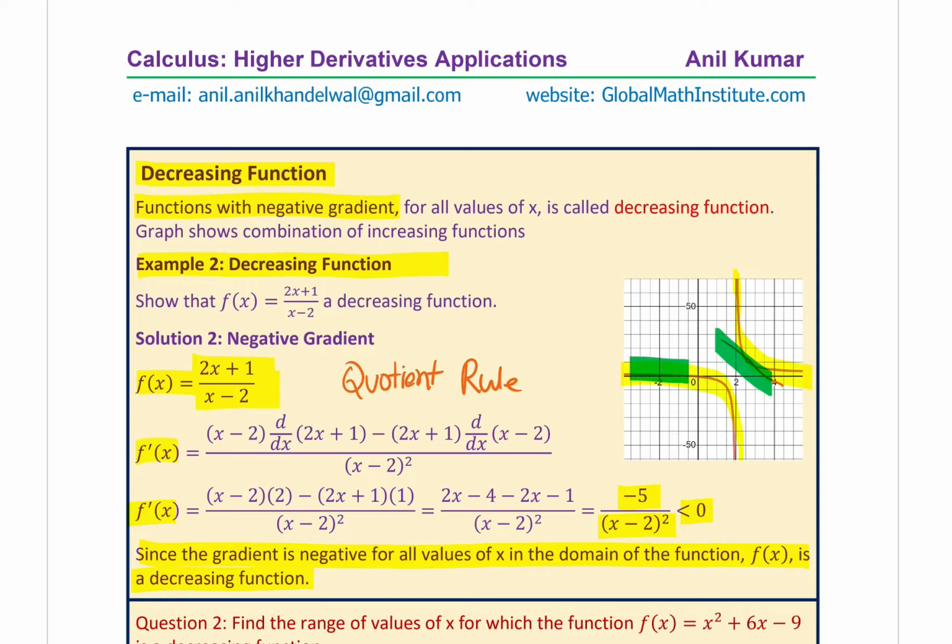As in this particular case, the derivative is minus 5 over (x minus 2) whole square. Denominator being a square will always be positive. Numerator being negative 5 will always be negative. And so negative over positive is going to be a negative number, less than 0. Perfect. Now that brings us to another question.